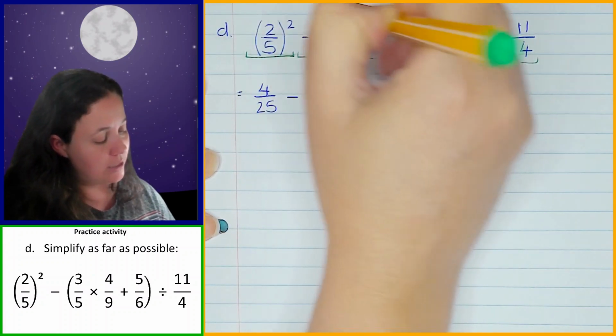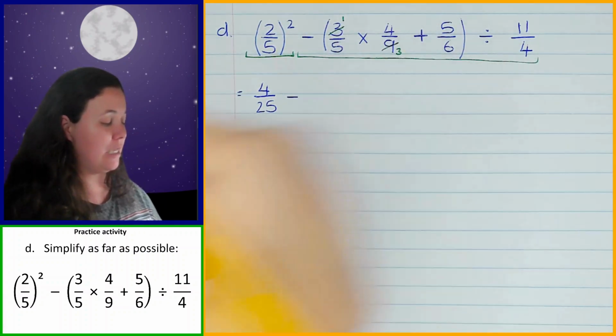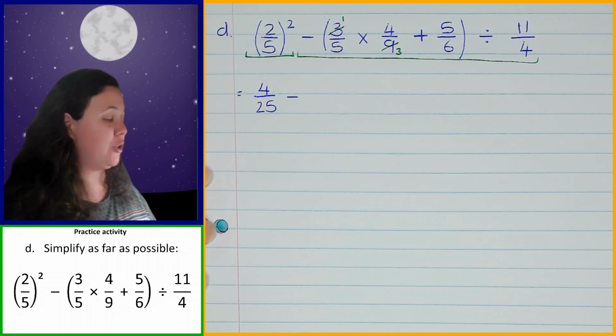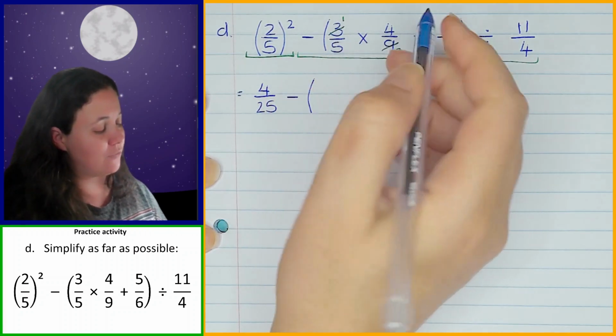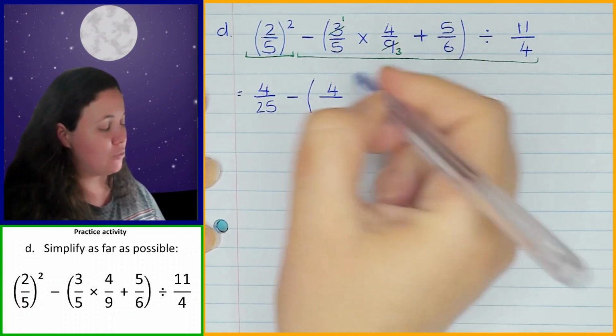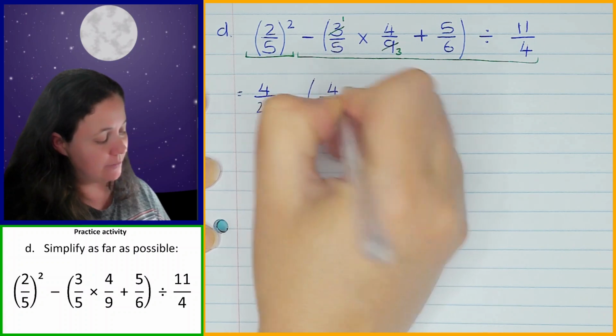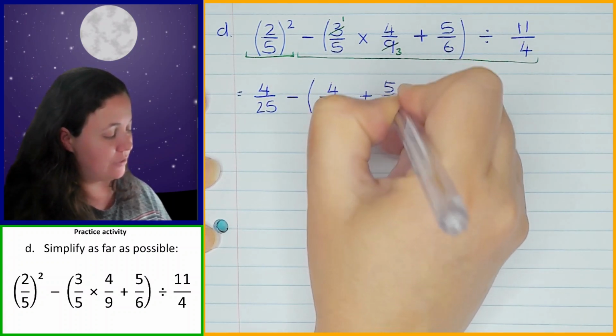The 3 goes in there once, the 3 goes in there 3 times. I can't simplify anything else there. So I'm now going to multiply my numerators and my denominators together. So over here, 1 times 4 is 4 in my numerator, and 5 times 3 is 15 in my denominator. Plus 5/6 is going to stay as it is for now.